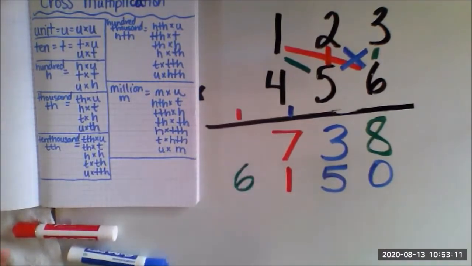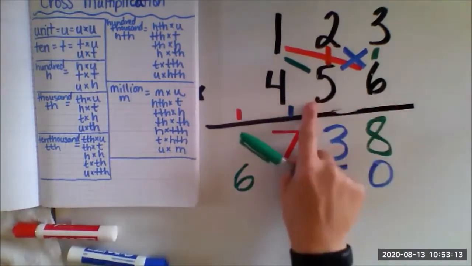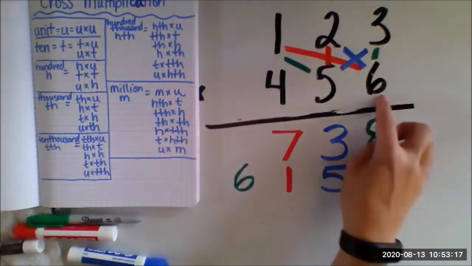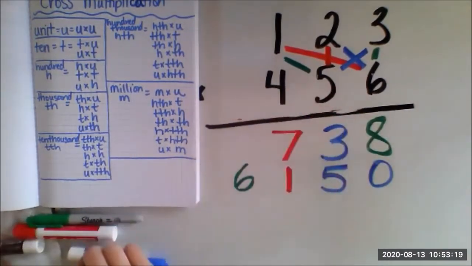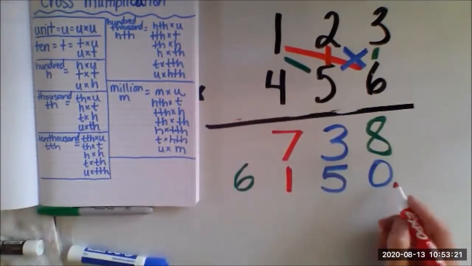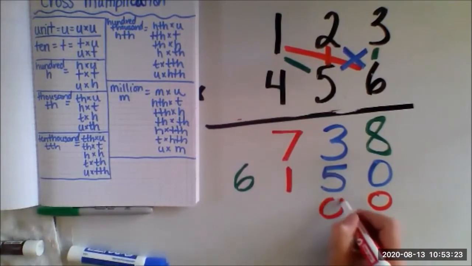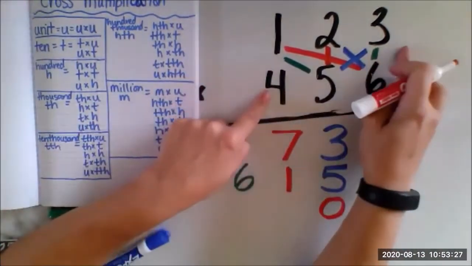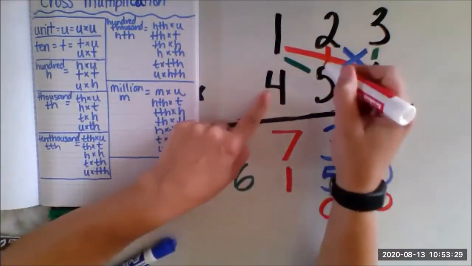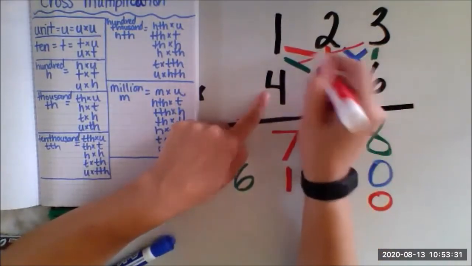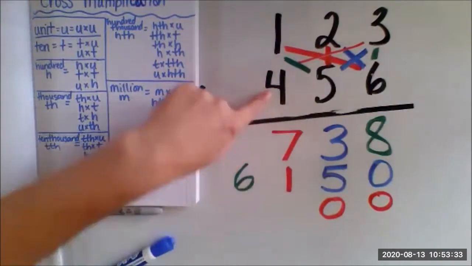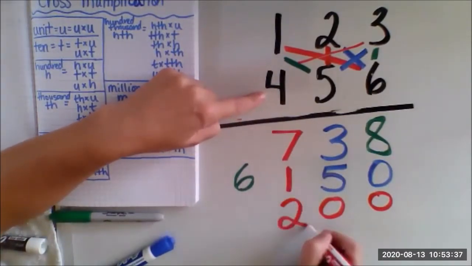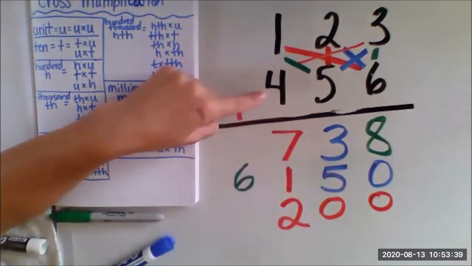Okay, now we have completed our 10. So I'm going to erase those extra numbers. And because we're now working with our 100, we have no units. We have no tens, and we're starting with the 100. 100 times a unit gives us 100. 4 times 3. 12. And it brings a 1 over here.